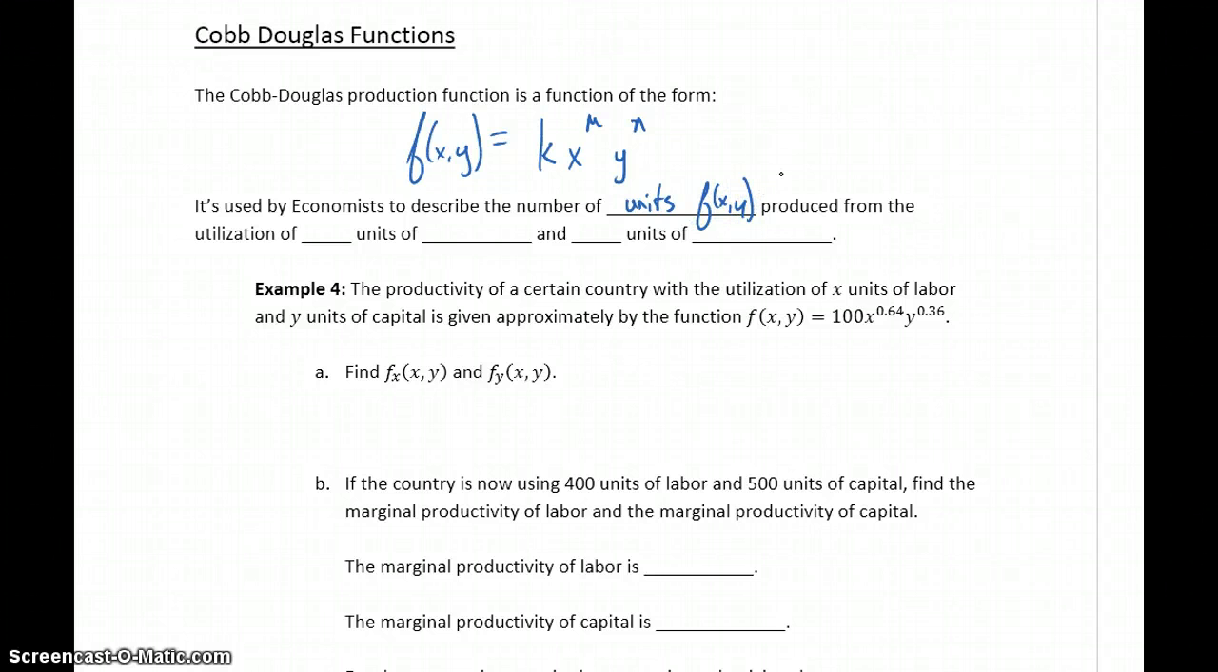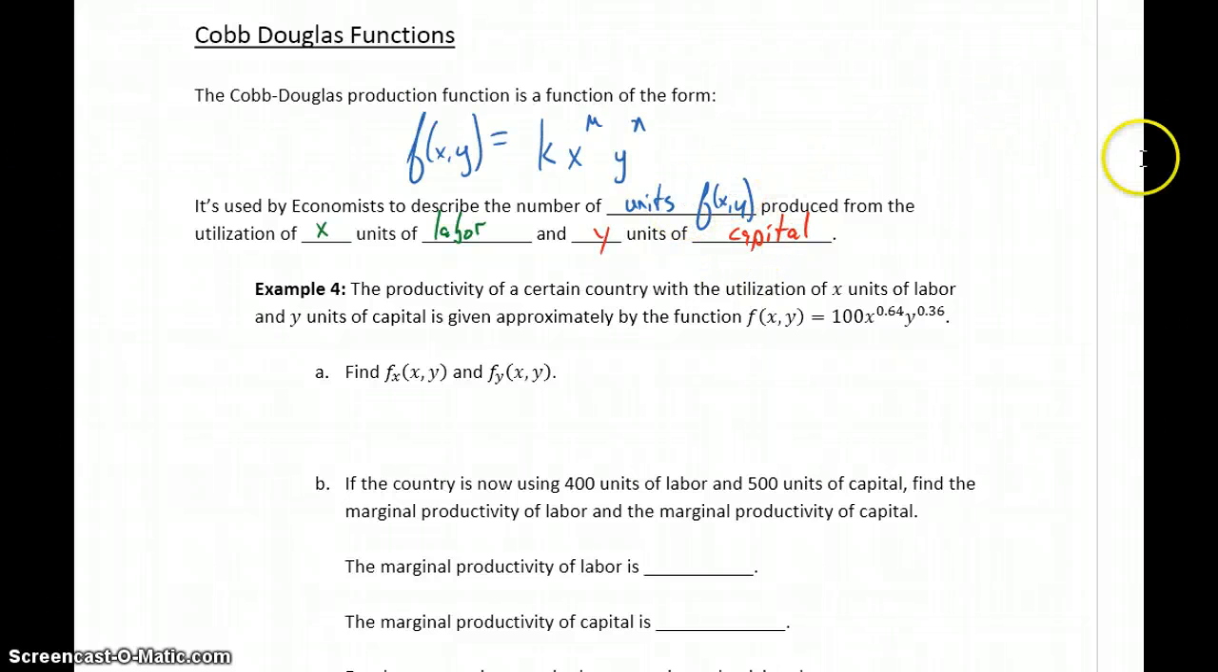So the number of units produced from the utilization of x units of labor and y units of capital. So since derivatives tell us about rate of change, one thing these sorts of questions can be used to answer is, would we be increasing production if we invest more in labor or in capital?